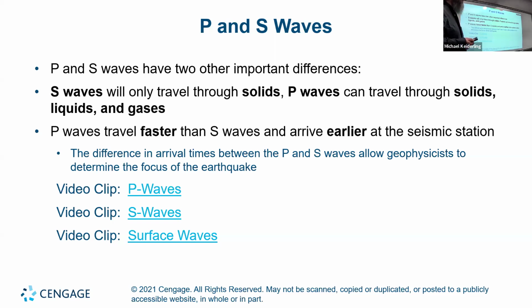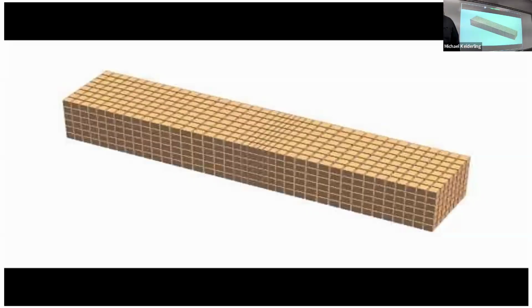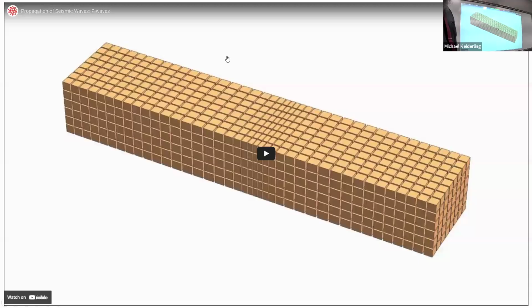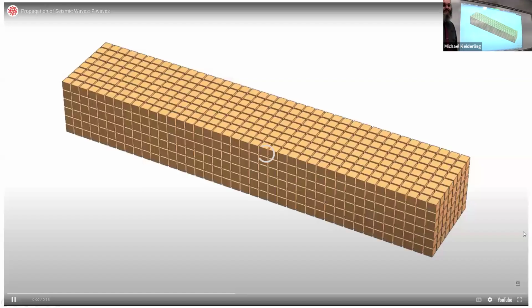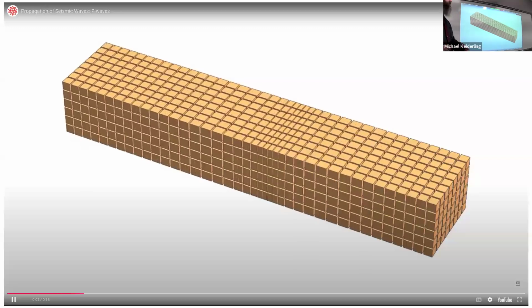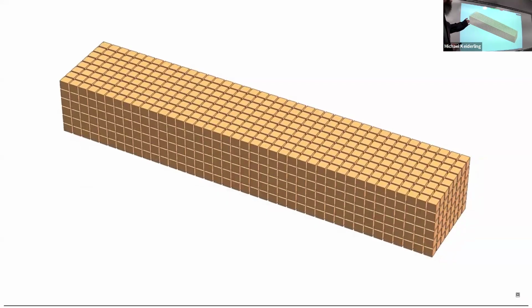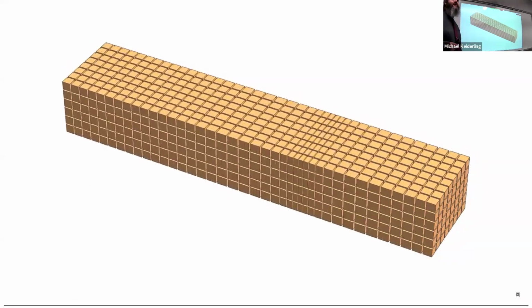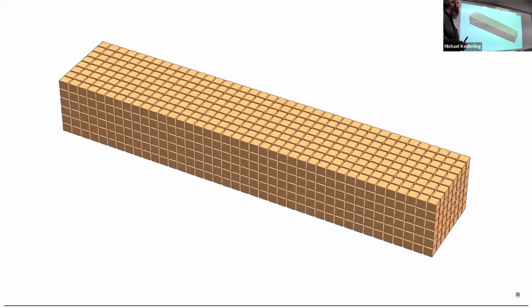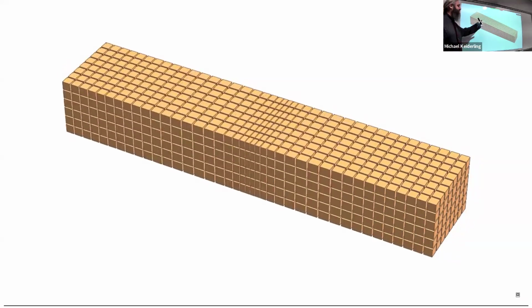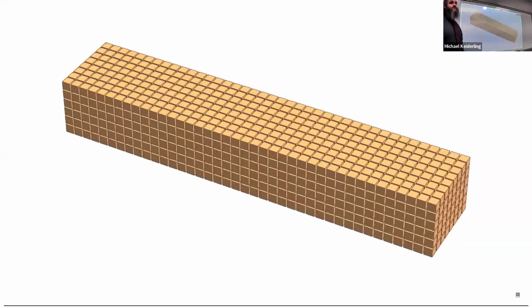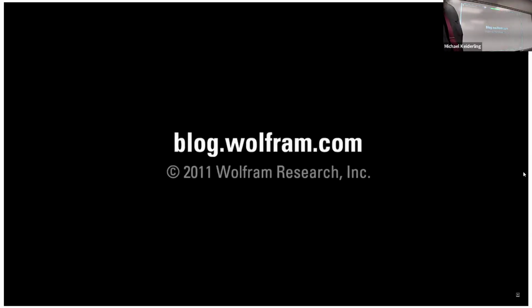So here are some videos showing P waves and S waves. So this is an animation of P waves. So this is a P wave. You see it's a compression wave moving along the length of the material. This is just like how sound works. Right now you're hearing a compression wave being transmitted through air.